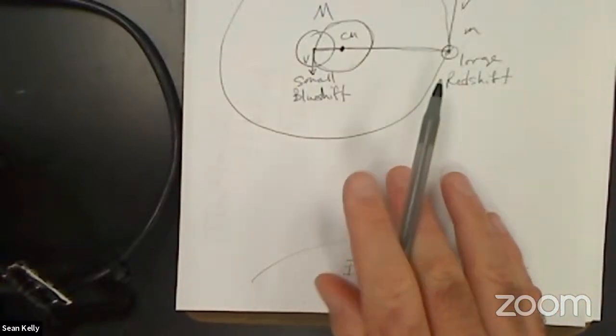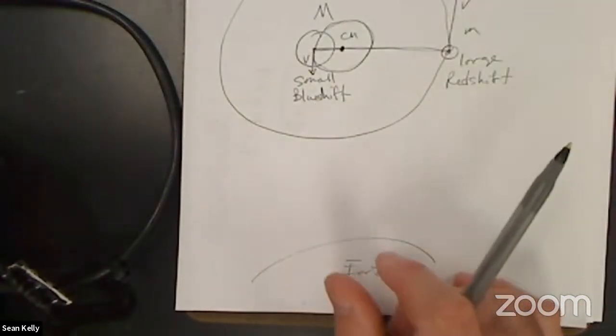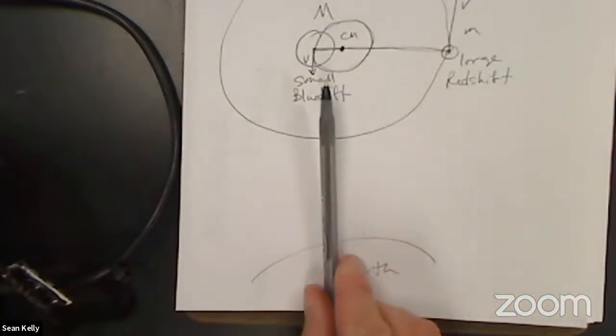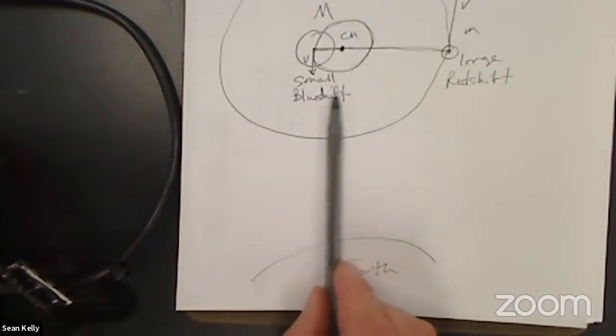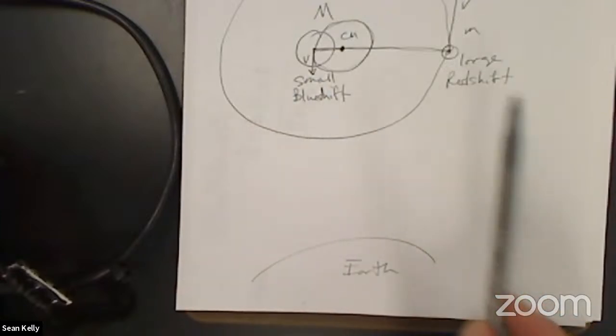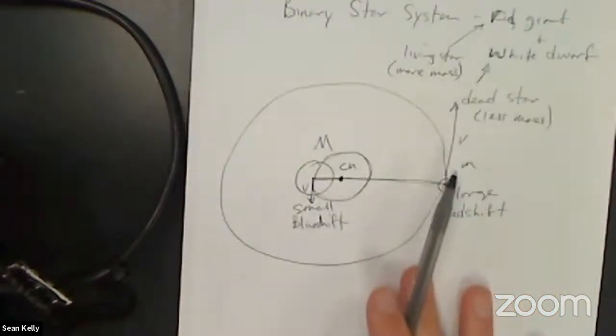Now, what do you actually look at? It turns out they actually look at the absorption lines, and I'll show you a picture in a few minutes, but it's the absorption line. But we would see the colors changing, going towards a higher frequency when they're blue shifted, and going towards a lower frequency when they're red shifted, okay?